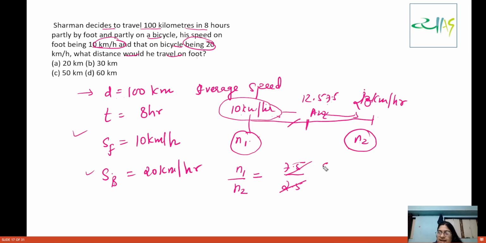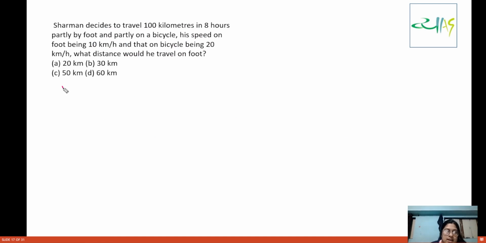So what we are getting here is that the ratio of n1 to n2 is 3 is to 1. Now what? See, this is the ratio, and we have a total of 8 hours.